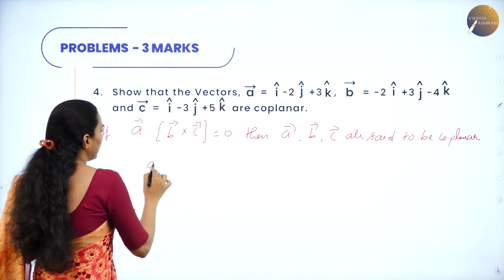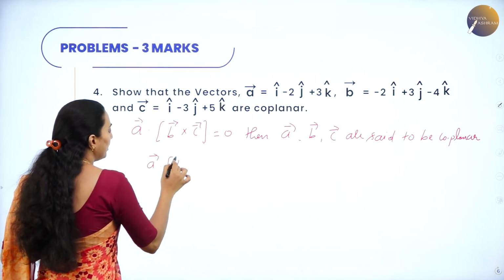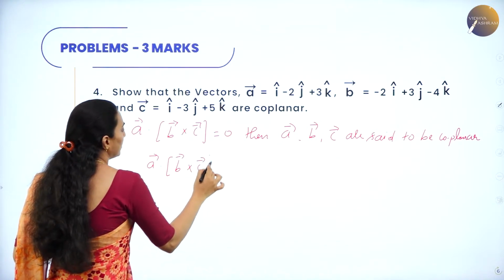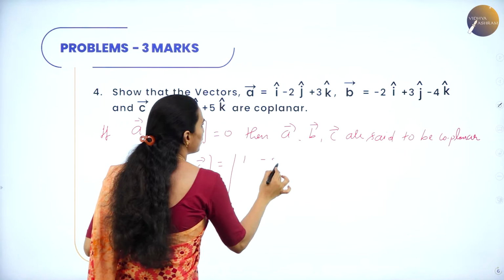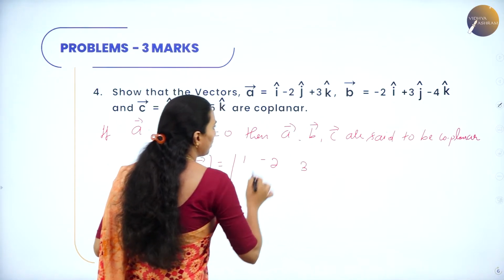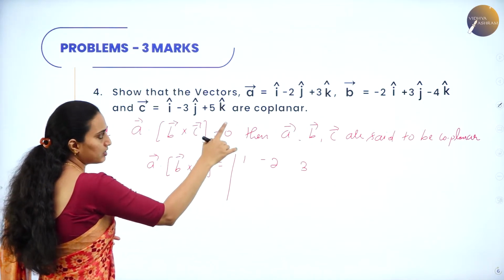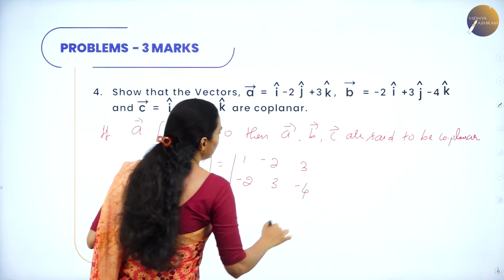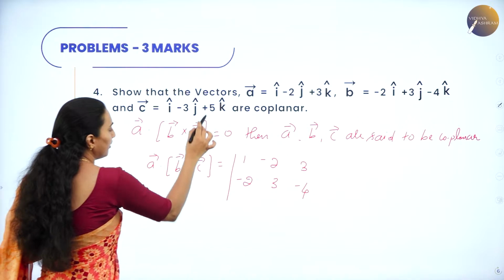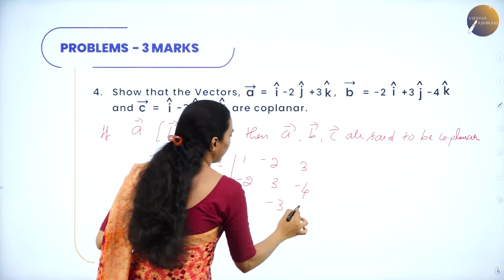So, A vector dot B cross C is nothing but the coefficients of A vector: 1, minus 2 and 3. Observe, dear students, what I am writing. And B vector is minus 2, 3 and minus 4. And then C vector is nothing but 1, minus 3 and 5.